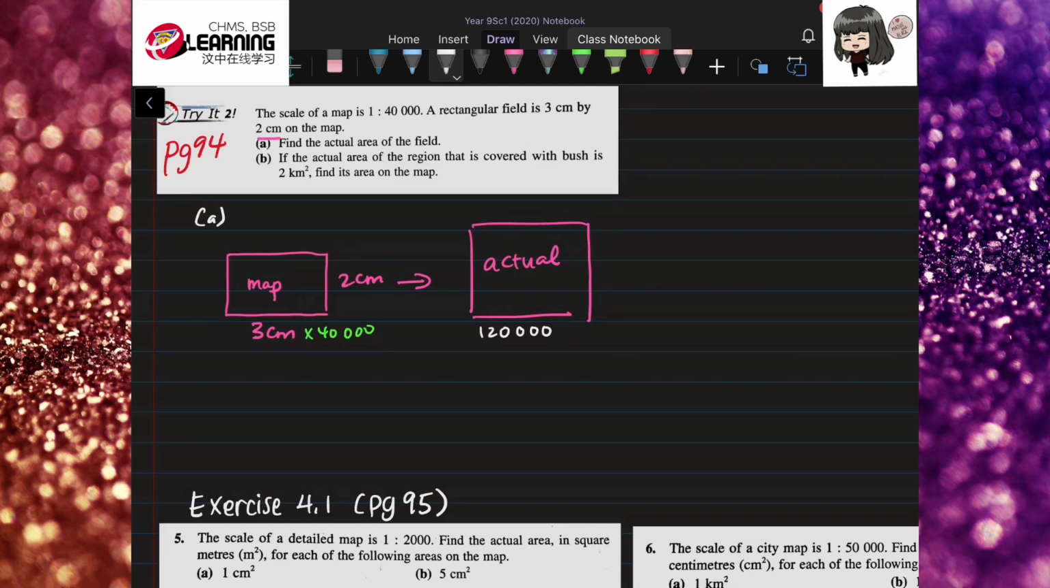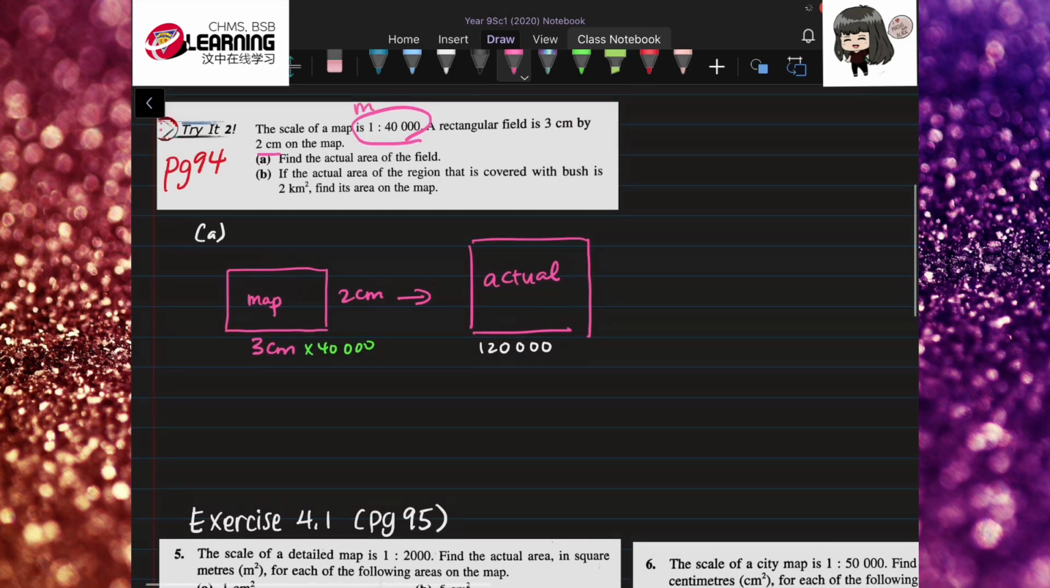Why do I times 40,000? Because of the scale that is given here. The map is 1 and the actual is 40,000, so you times 40,000 to get the actual side, which is 120,000 centimeter. And as for the breadth, you times 40,000 also to find the actual, so you get 80,000 centimeter.